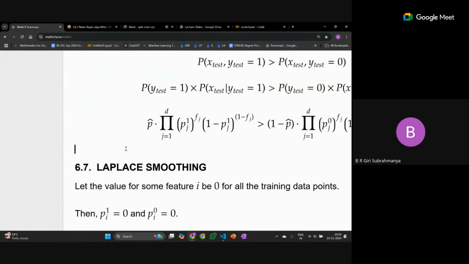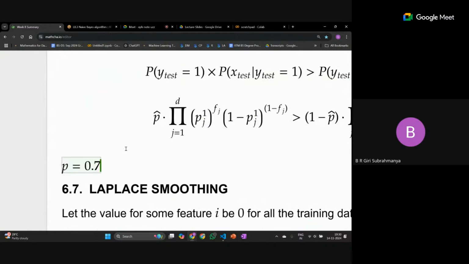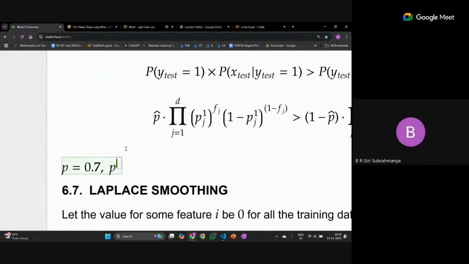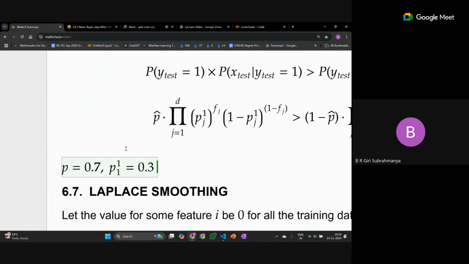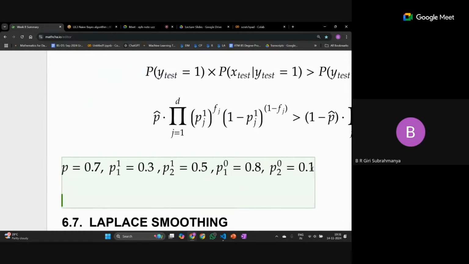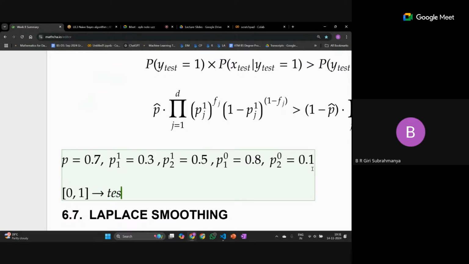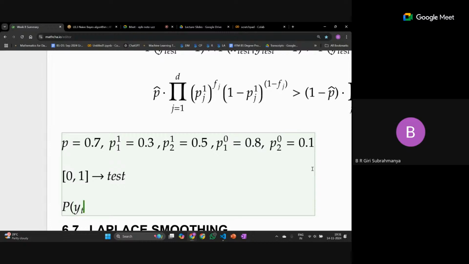For example, let's say in training you have learned that p is equal to 0.7, and let's say you have 2 features. And p11 is equal to 0.3, and p12 is equal to 0.5. And p01 is equal to 0.8, and p02 is equal to 0.1. You have 2 features, so 2d plus 1 is 2 twos are 4, 4 plus 1, 5 parameters. Let's say these are your 5 parameters, and your test data point turns out to be 0 1.